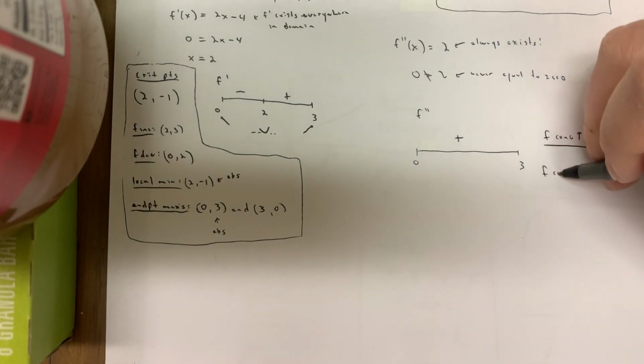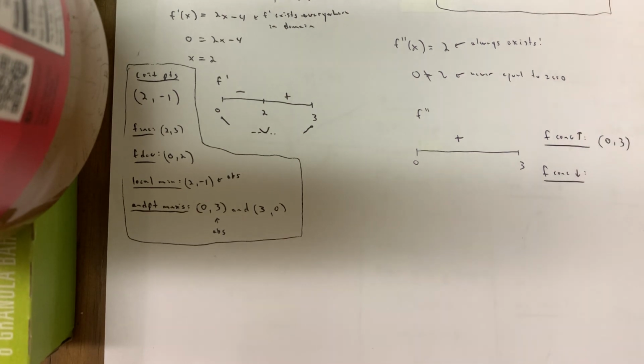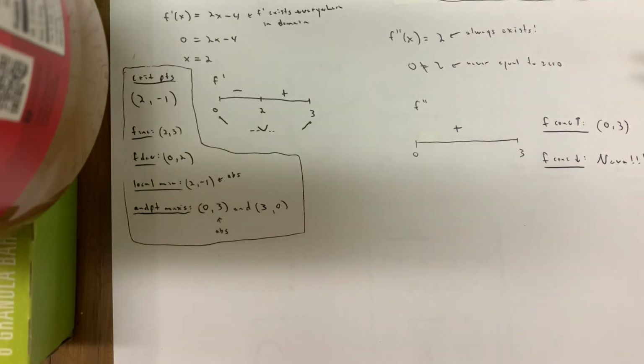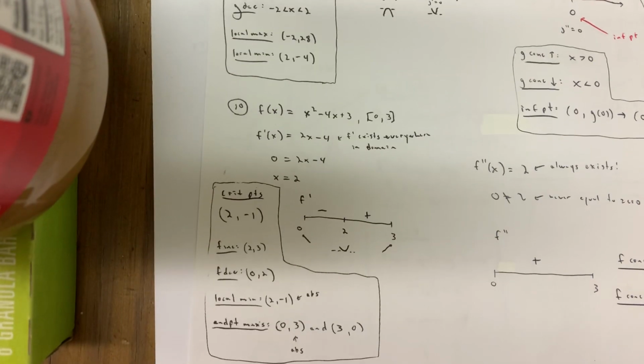If you want to say f is concave down, well, never! It's like someone's trying to storm your castle, and you stand outside with your sword and you go, never! This thing is never going to be concave down, which should make sense for crying out math.